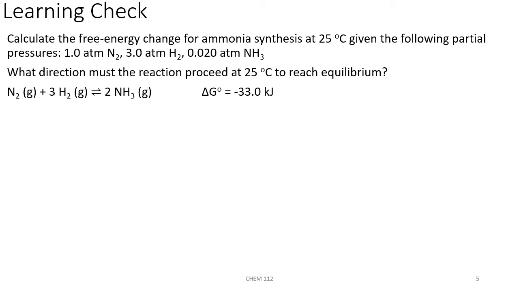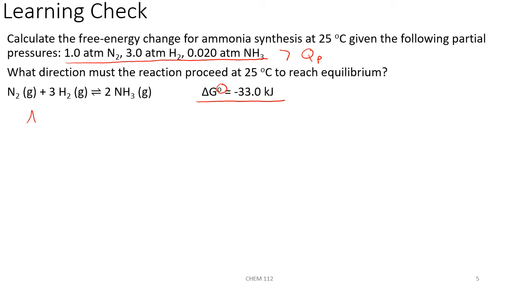Calculate the free energy change for ammonia synthesis at 25 degrees Celsius given the following partial pressures: 1 atm of N2, 3 atm H2, and 0.0 atm NH3. So we were given these partial pressures, but nowhere does the problem say that these are equilibrium partial pressures. So we must have to use Q sub P because we don't know that those are at equilibrium. What direction must the reaction proceed at 25 degrees Celsius to reach equilibrium? Our Gibbs free energy is given to us where we have our naught symbol, so that's our standard Gibbs free energy.